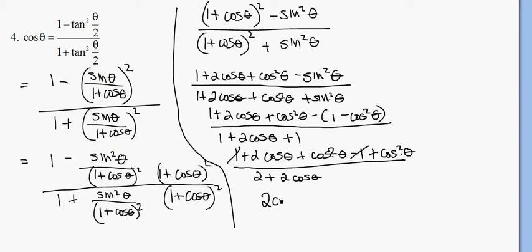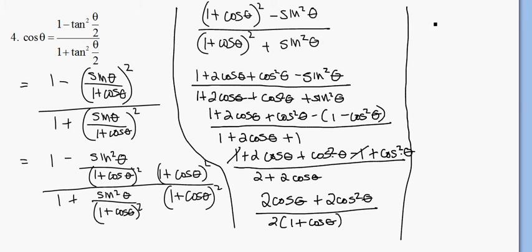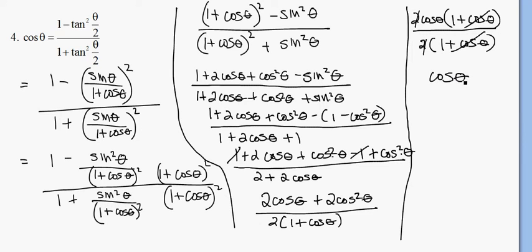So these two ones cancel, and these two together make 2 cosine theta. So I have 2 cosine theta plus 2 cosine squared theta, all over, I'm going to take a 2 out of the denominator, so I get 1 plus cosine theta. Hopefully you see where this is going. Let's take out a 2 cosine theta out of the numerator. So 2 cosine theta times (1 plus cosine theta), all over 2 times (1 plus cosine theta). Those cancel, the 2s cancel, and I get cosine theta.